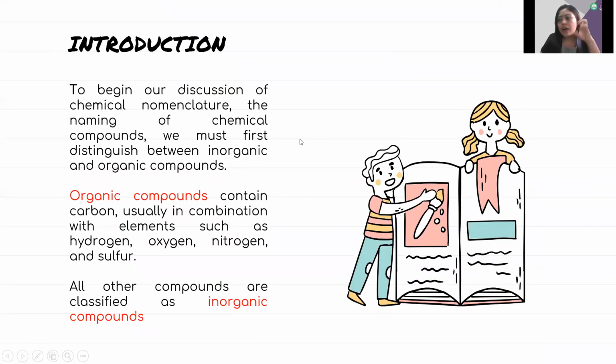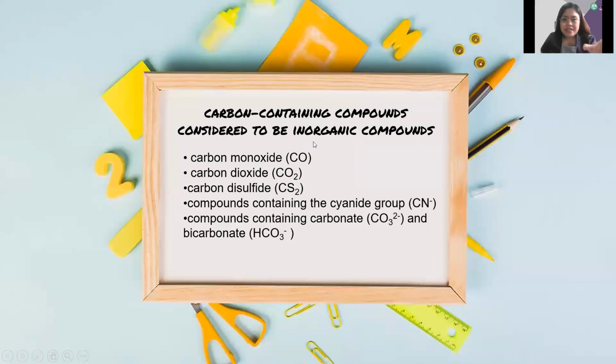So take note, we are going to name and make chemical formulas of inorganic compounds, plus those compounds that do not have carbon. Because if they do have carbon, even if the carbon is bonded to other elements, those will be under organic compounds or organic chemistry, the study of organic chemistry.